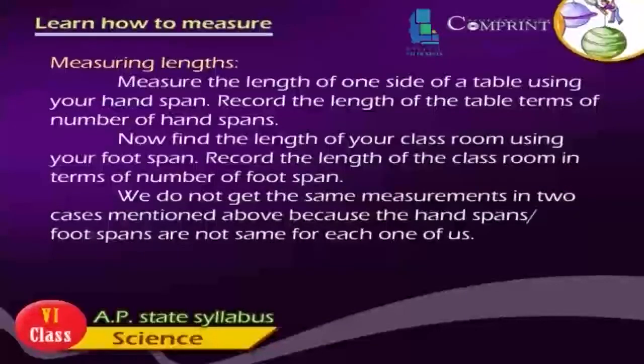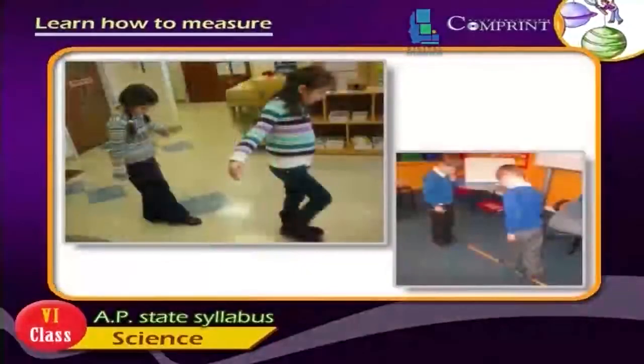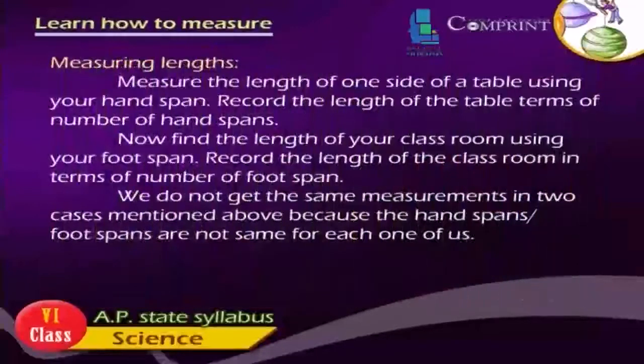Measuring length. Measure the length of one side of a table using your hand span. Record the length of the table in terms of number of hand spans. Now, find the length of your classroom using your foot span. Record the length of the classroom in terms of number of foot spans. We do not get the same measurements in the two cases mentioned above because the hand span or the foot span is not the same for each one of us.